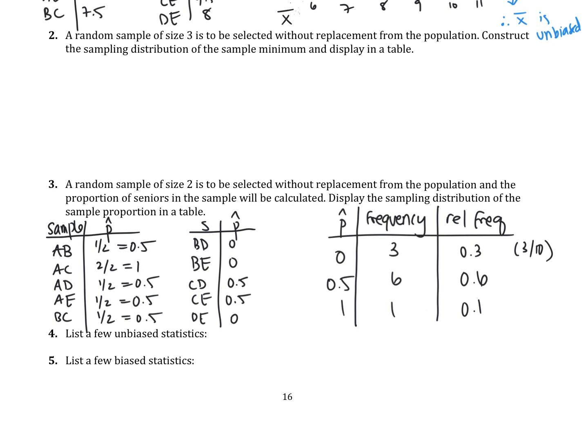The sampling distribution as a table is the summary, so the possible values of the sample proportion. And then you either could have used frequency or relative frequency. You don't have to do both. This is the sampling distribution, not the individual work.